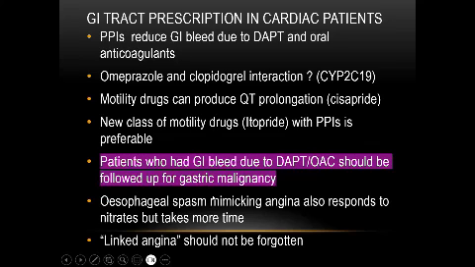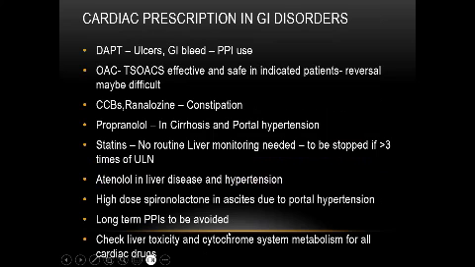Esophageal spasm can mimic angina, and it may respond to nitrates, but it takes a long time for the pain to come down. Please remember, it is not as if a particular pain is purely gastric or purely cardiac. Sometimes the coronary spasm can be induced by the esophageal spasm itself. So esophageal spasm and coronary spasm can exist together, which is called linked angina.